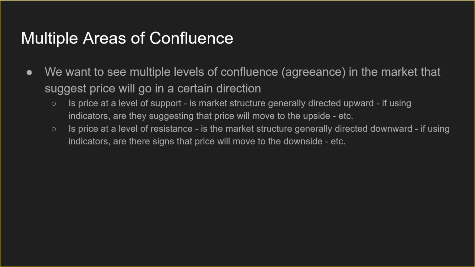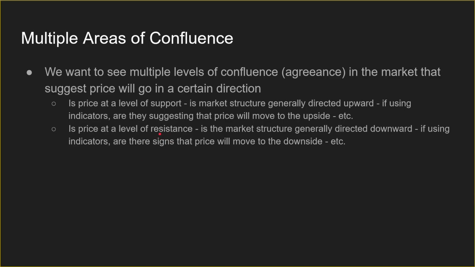We can also consider it in reverse. If price is at a level of resistance, is the market structure generally pointed downward? If we're using indicators, are there signs that price will move to the downside? Well, if price is at a level of resistance, the market structure is generally pointed downward, the indicators are maybe the RSI is showing some sort of bearish divergence, and price is at this level of resistance. That's probably a good sign to short the market. Price will probably come down. Price will probably be rejected at that level of resistance.